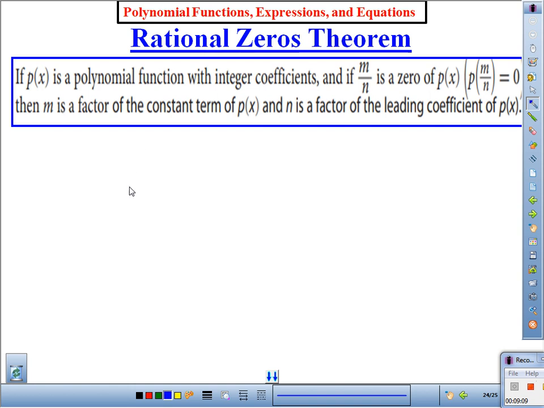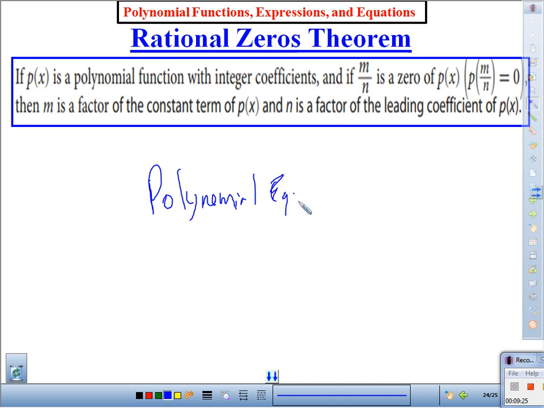So basically what it means is this. If I give you a polynomial equation, to find the rational zeros or the possible rational zeros, I need the constant and I need the what? Leading coefficient to get started. That's basically all it means with all the wording.